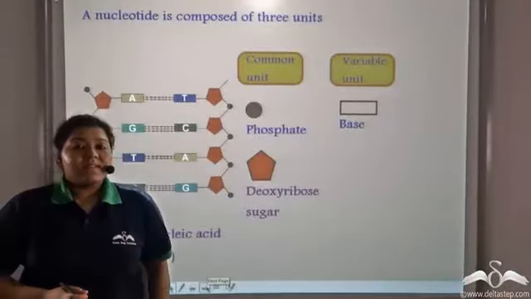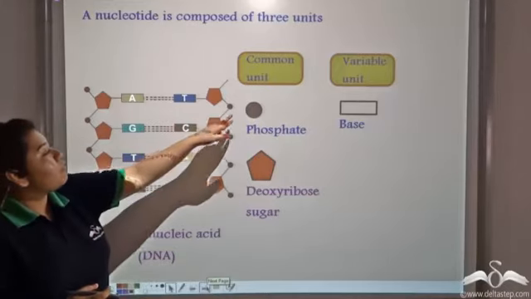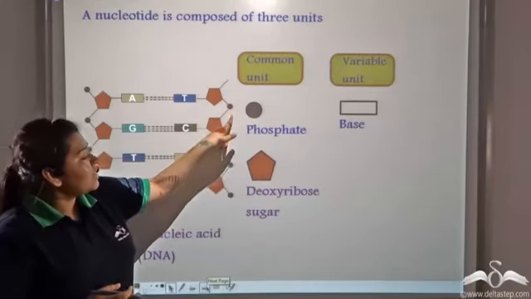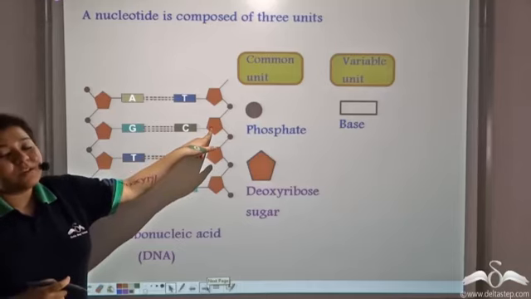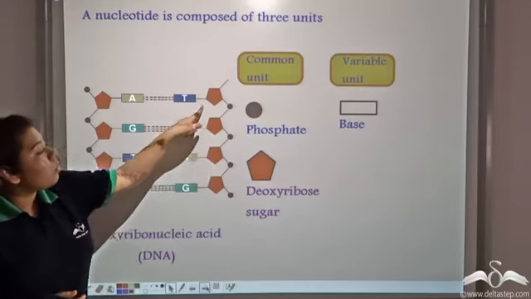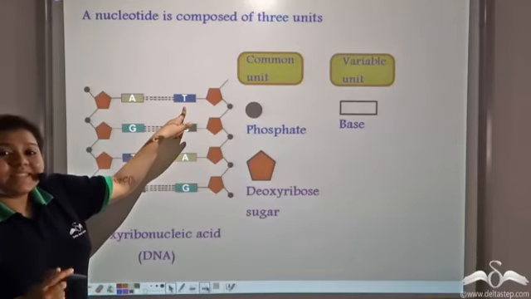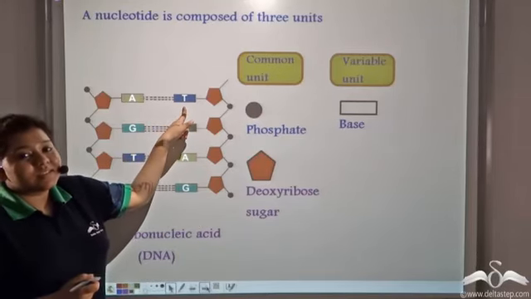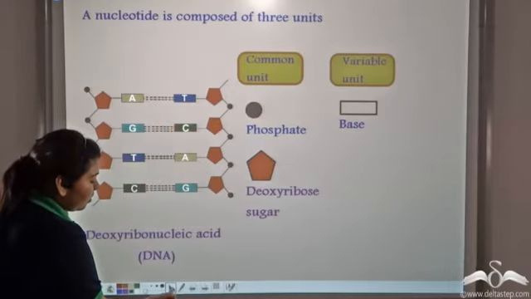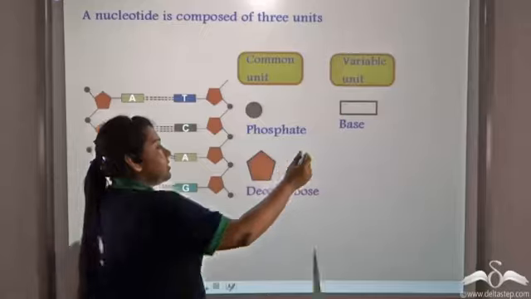So, the common part of a nucleotide is the phosphate and the deoxyribose sugar. But the part which is not common to all the nucleotides is the base. See, this is the variable unit. Now, these bases can be of 4 different types.